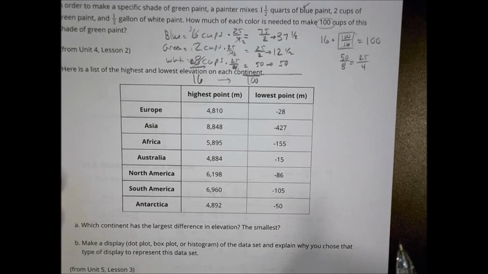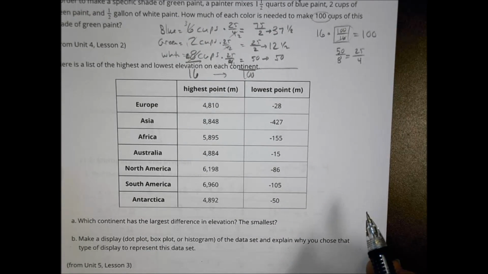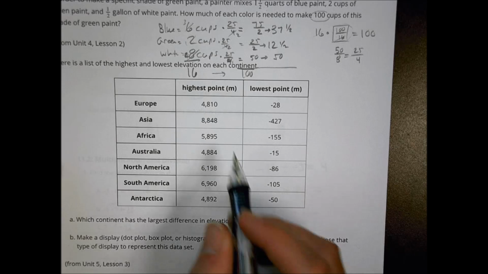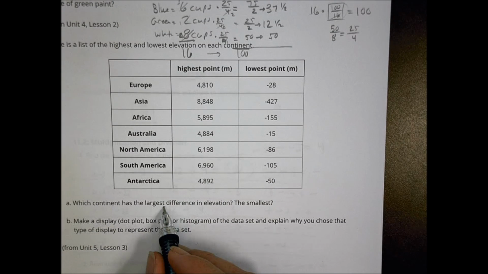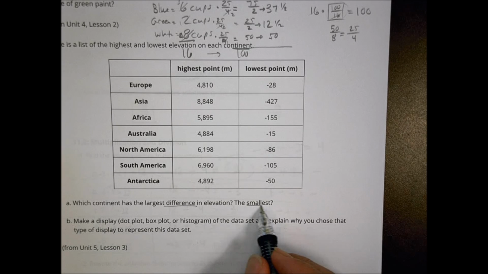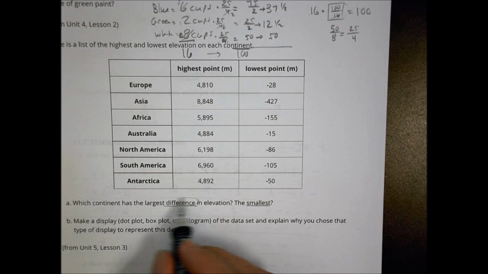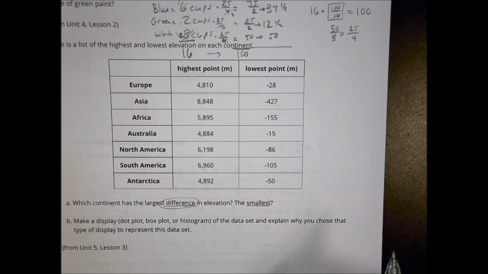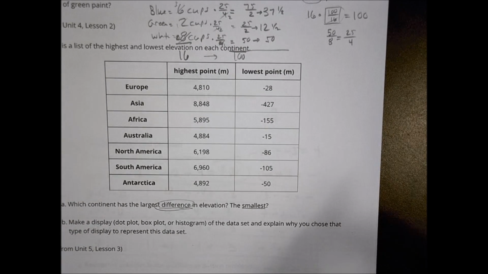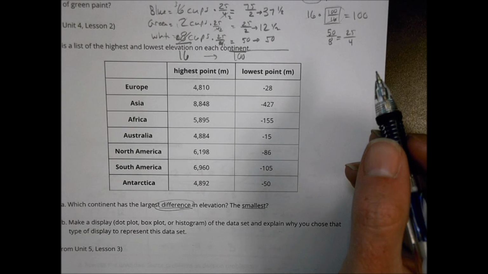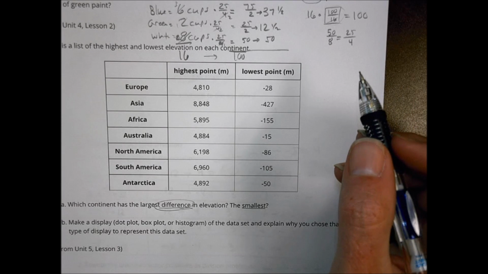Here's a list of the highest and lowest elevations on each continent. Okay, so highest point, lowest point there. And we're going to look for which continent has the largest difference in elevation and the smallest difference. Okay, so largest and smallest. And then we're going to make a display there. So to find that difference, I'm going to do a lot of subtraction to find the difference between these points. All right, so to find the difference here, we're doing some crazy subtraction.